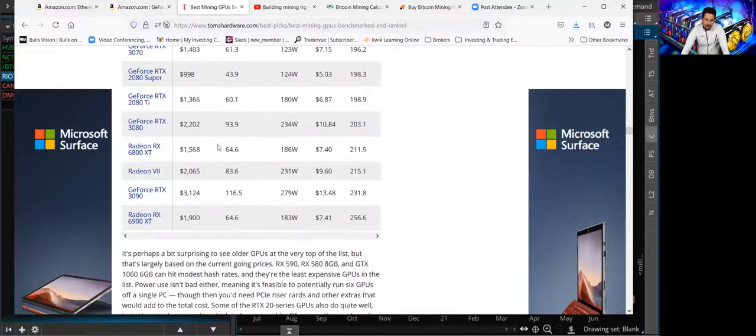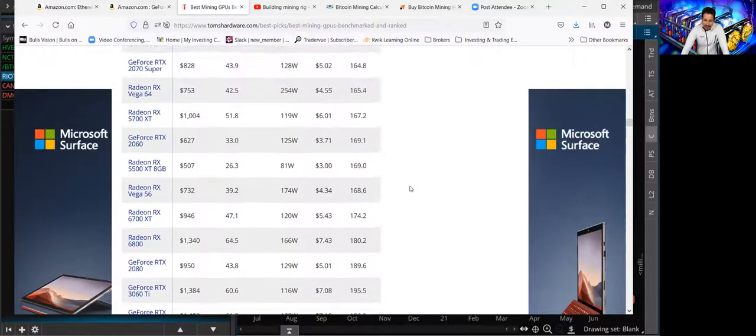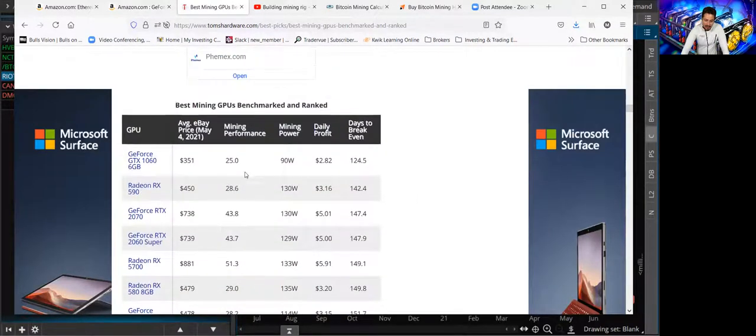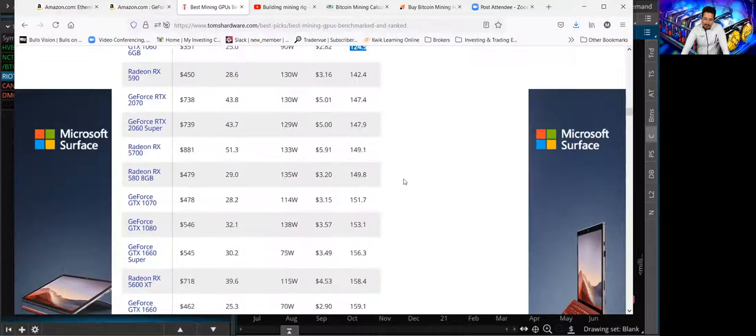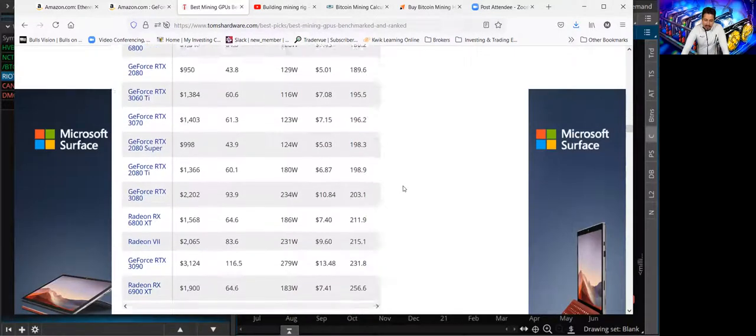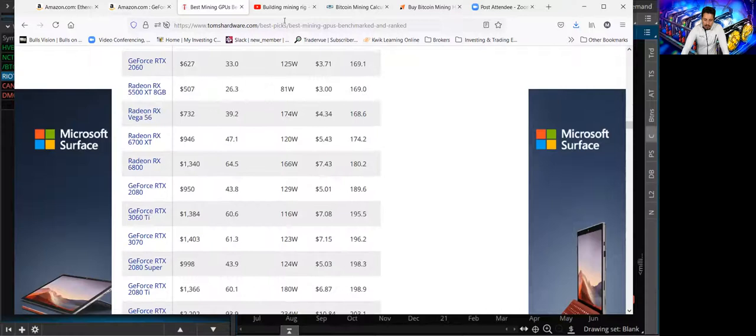So you have to be very, very careful in terms of how much money you spend on these graphic cards, because you guys can see, for example, this one costs $3,000 and it gets you almost $13.50 a day profit, but it takes 231 days to get your money back in terms of return on investment. Versus this one, even though you only get $2.82 in profit, it costs $351. So it only takes 124 days to get your money back. So that's something you have to consider when you want to build your own rig from home.